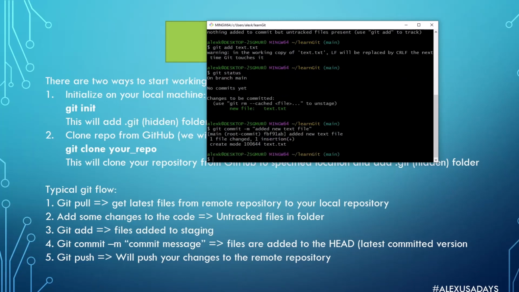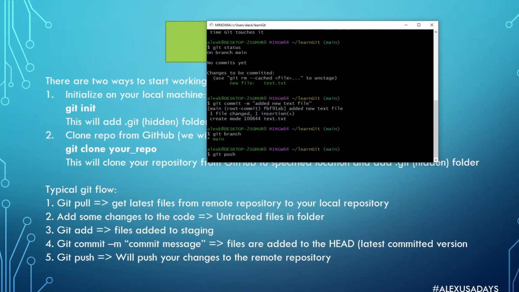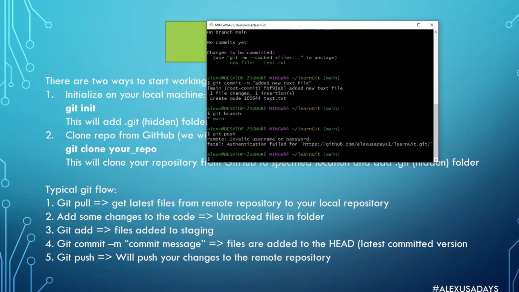The new file was added to the main branch because we have only one branch. So git branch, and you will see if you do the git branch command, we are on main. There's only one branch. And then we can do git push. So when we're doing git push, you see it says invalid username or password because we cloned the repository using the HTTPS method, but our GitHub repository doesn't actually have a token set up yet.